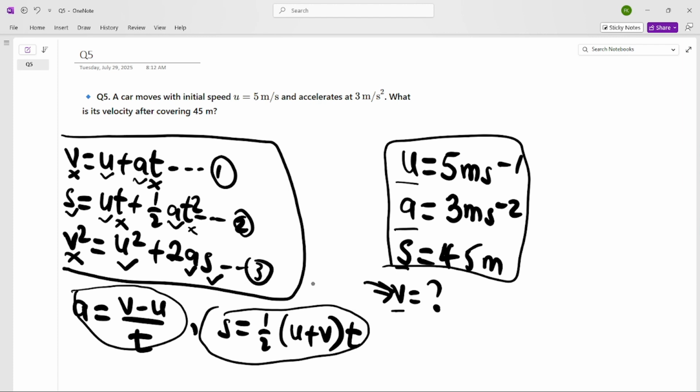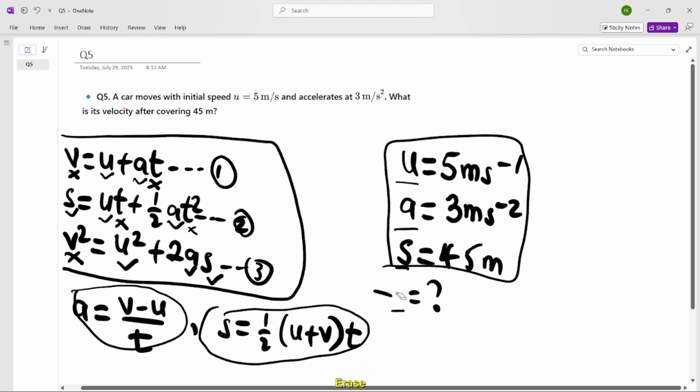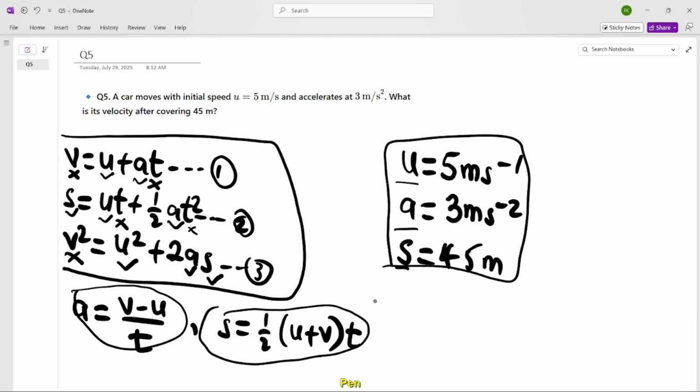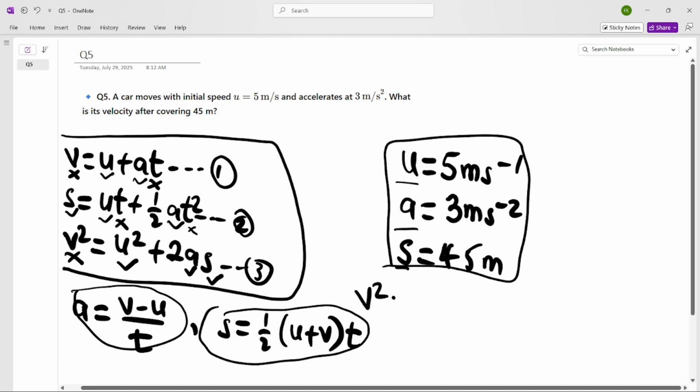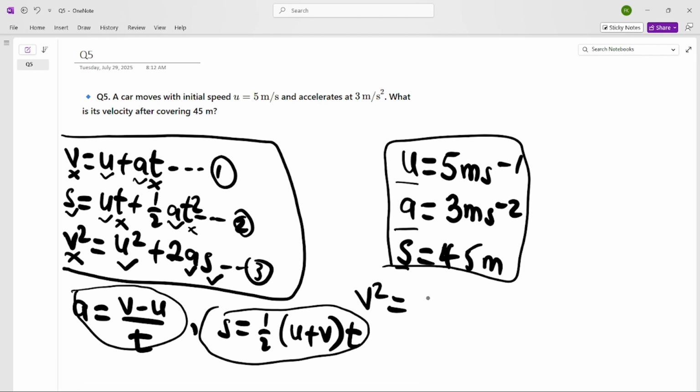Okay, so we are agreed that we are going to use the third one. So to do that, let's do v squared. So I will do v squared is equal to this one. We need calculators around. U squared is 5 squared because u is 5, plus 2 times a, which is 3, times s, which is 45 meters. This one we need calculators around. Let's try, guys, and find the value for v. If anyone finds this, then you can mention it.